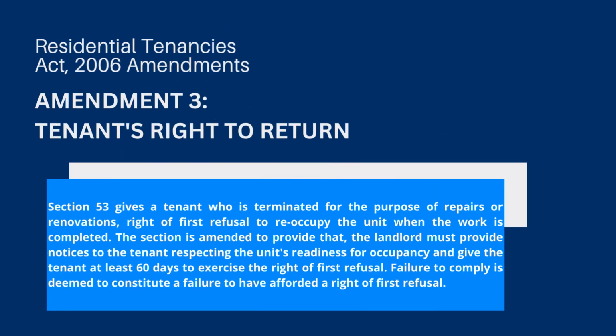Tenant's right to return. Section 53 gives a tenant who is terminated for the purpose of repairs or renovations the right of first refusal to reoccupy the rental unit when the work is completed. The section is amended to provide that the landlord must provide notices to the tenant respecting the unit's readiness for occupancy and give the tenant at least 60 days to exercise their right of first refusal. Failure to comply is deemed to constitute a failure to have afforded a right of first refusal.